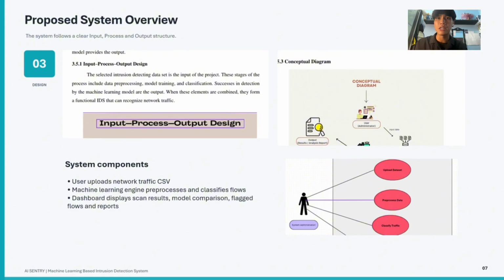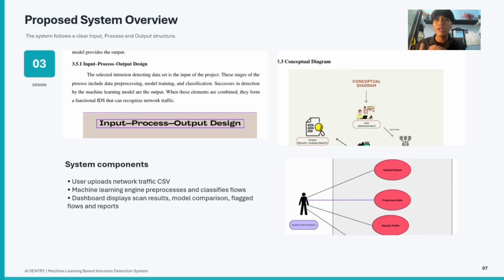Then we go to the proposed system overview. This slide shows the input, process, output structure of AI Sentry. For the input, the system receives a CSV file containing network flow data. During the process stage, the system cleans data, selects the required features, applies the safe scaler, and sends the traffic to the trained machine learning models.